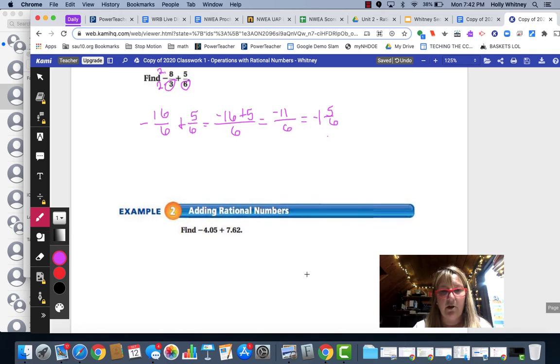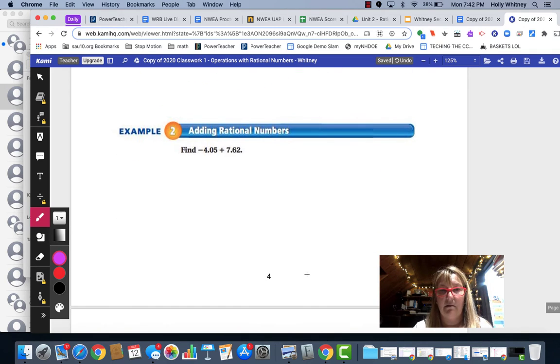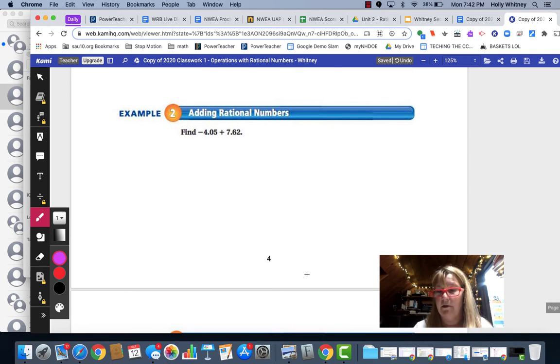All right, adding rational numbers with decimals. Slightly easier because we don't have to find common denominators. Are the signs the same or different? The same rules apply whether they're rational numbers or they're integers. Since they're different signs, so we're going to subtract.